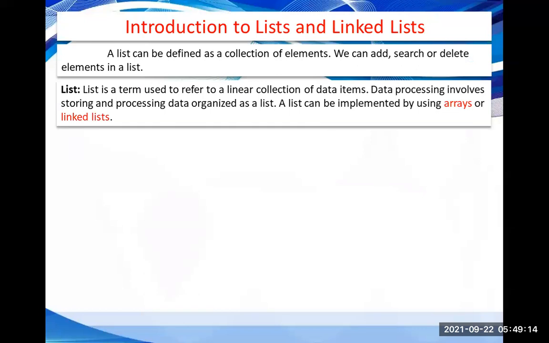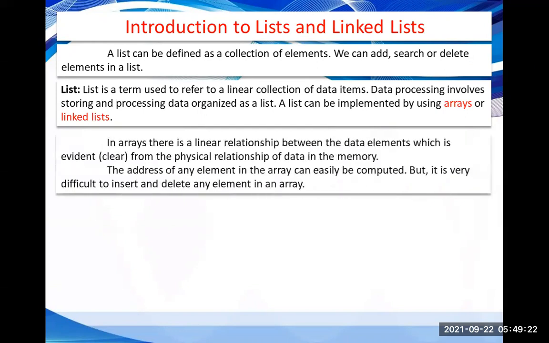An array is a collection of similar elements. They are stored or arranged in contiguous memory locations. Each array has a linear relationship between data elements. It is evident from the physical relationship of data in the memory. It is very clear. In an array, all the elements are stored in contiguous memory locations, and we can also compute the memory locations or addresses of the individual elements in an array very easily.